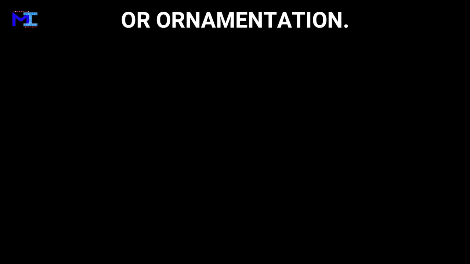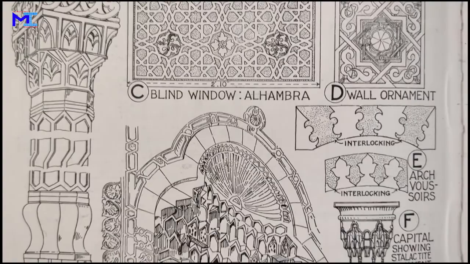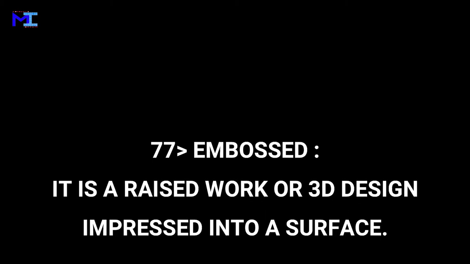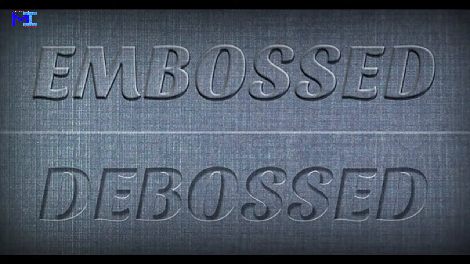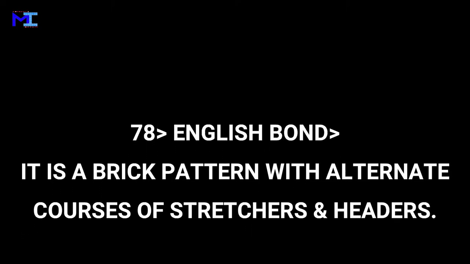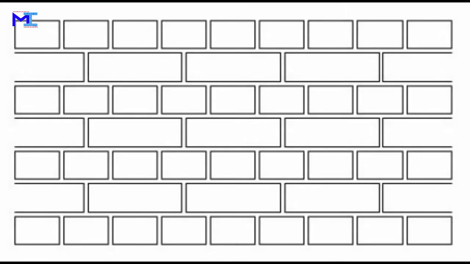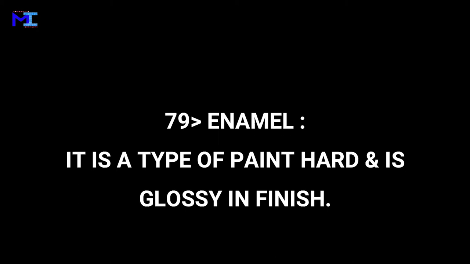Embellishment. It is an additional decoration or ornamentation. Embossed. It is a raised work or 3D design impressed into a surface. English bond. It is a brickwork pattern with alternate course of stretchers and headers. Enamel. It is a type of paint, hard and glossy in finish.